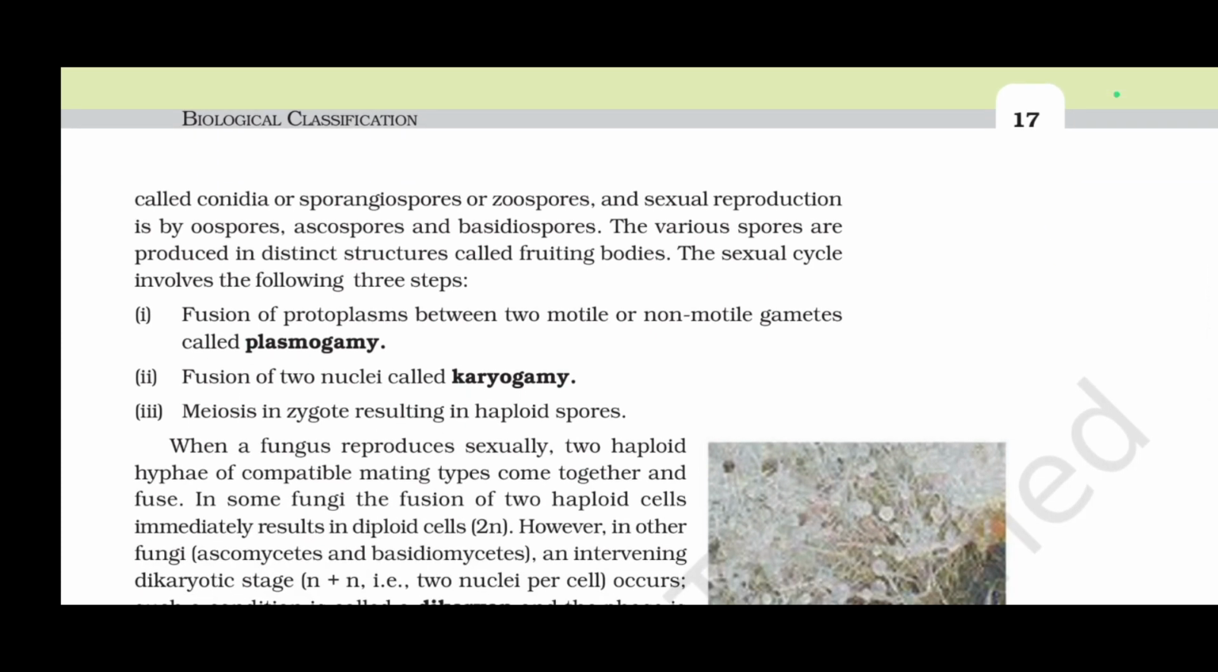And sexual reproduction is by oospores, ascospores, and basidiospores. The various spores are produced in distinct structures called fruiting bodies. The sexual cycle involves the following three steps: fusion of protoplasm between two motile or two non-motile gametes, called plasmogamy; then fusion of two nuclei, called karyogamy; and then meiosis in the zygote, resulting in haploid spores.